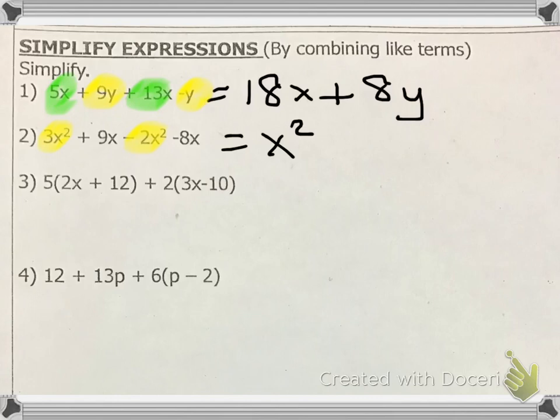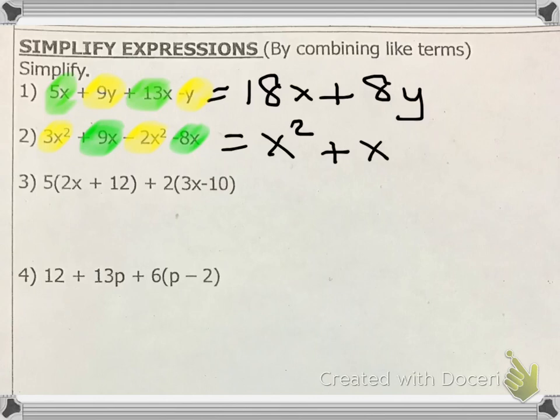Then I'm going to look at the other variables. We have a plus 9x and a minus 8x. So 9 minus 8 would give us 1x, which is also the same as x. So I'm going to add an x to it. And again, these two terms are not like terms, so I can't combine it any further. One has an x squared and the other is just x.